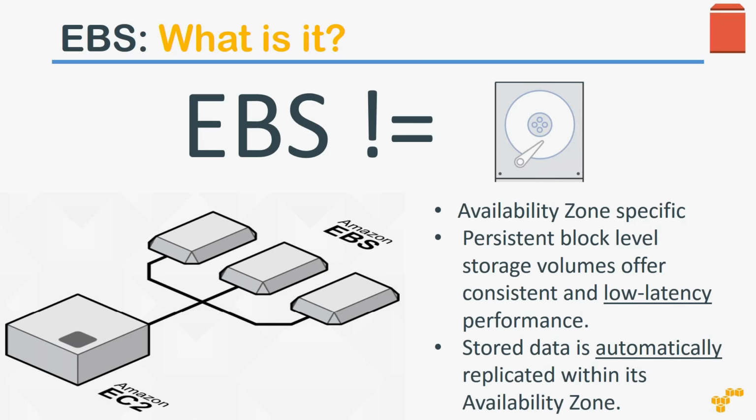If you create it in A, it will not appear in B. When I say A, it is availability zone A, and it will not appear in B. The only way you can move them from one availability zone to another is to take a snapshot and move that snapshot into a different zone.